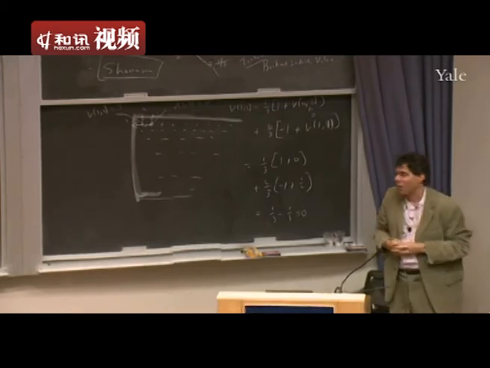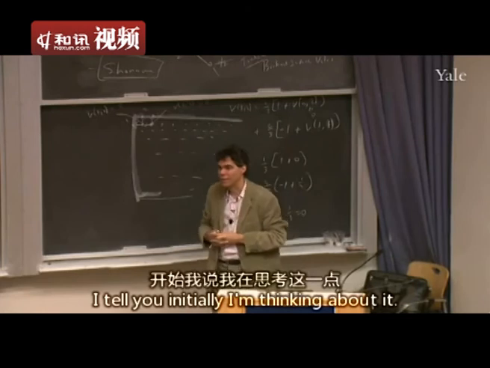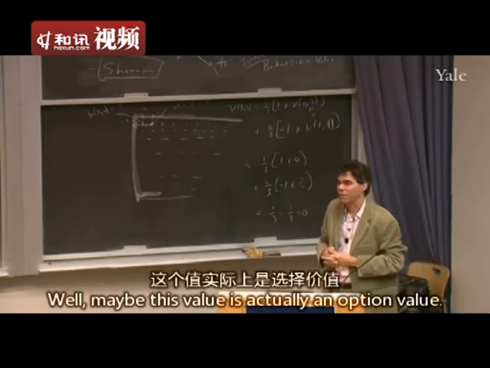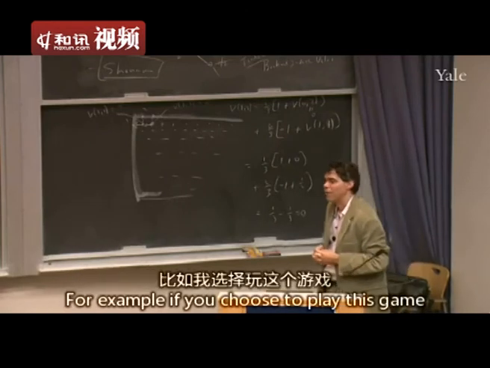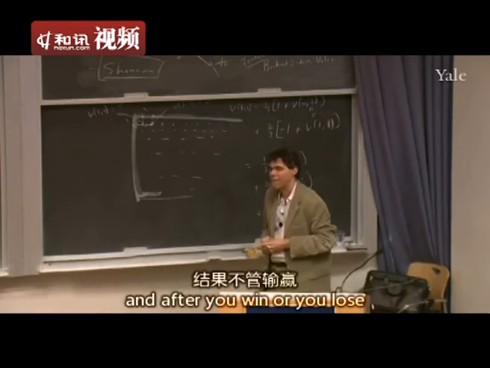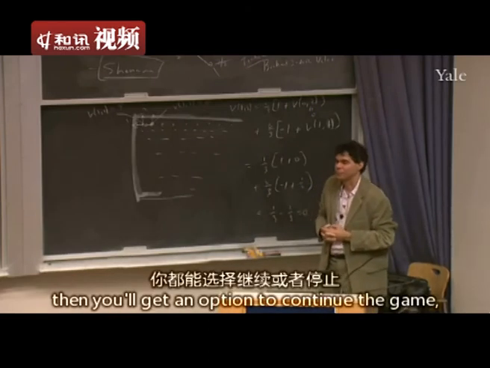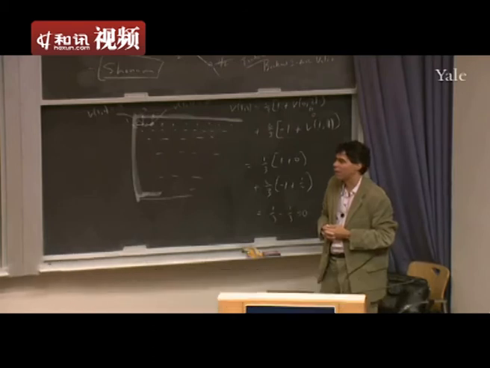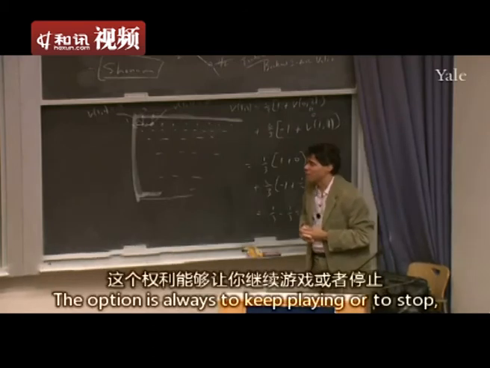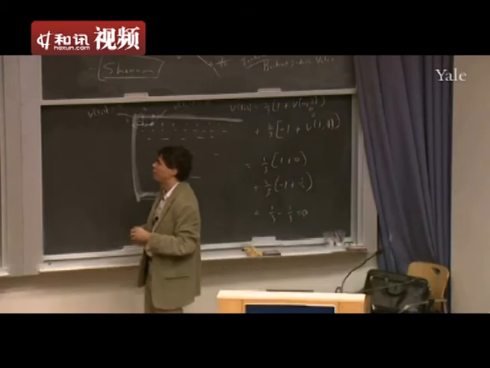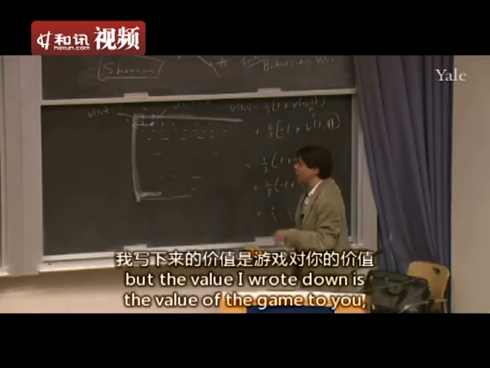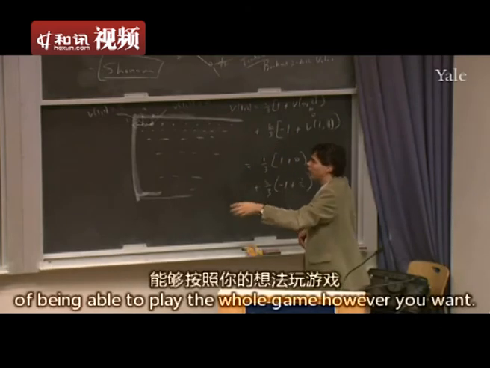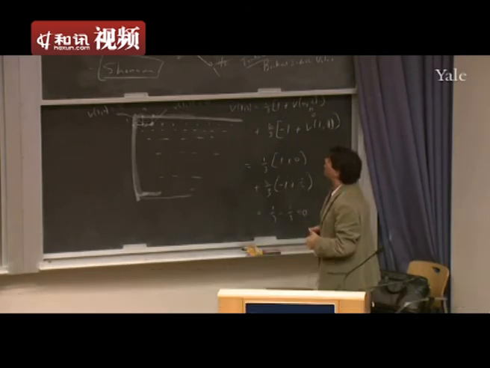So, I figured it out. Actually, initially, I'm thinking about it. Well, I imagine this value is actually an option value. For example, you could choose to play this game, and after you win or you lose, you get an option that continues the game. And so I separate the option value to this. Well, that is your option. The option is always to keep playing or to stop. But the value I wrote down is the value of the game to you, of being able to play the whole game however you want.